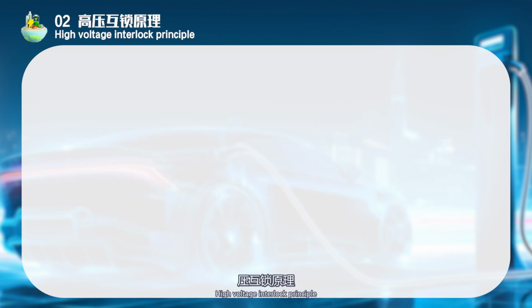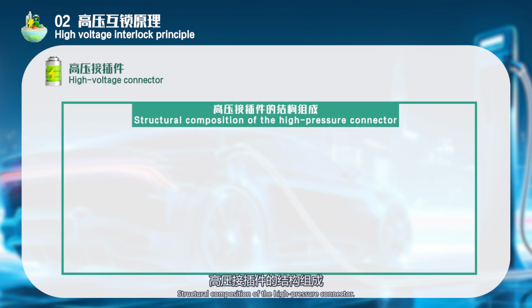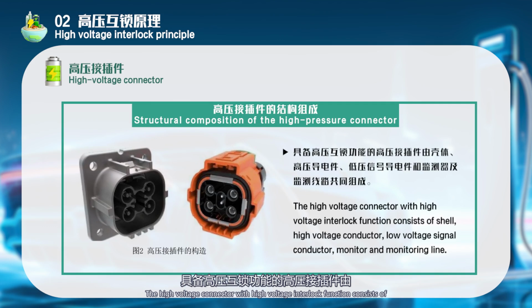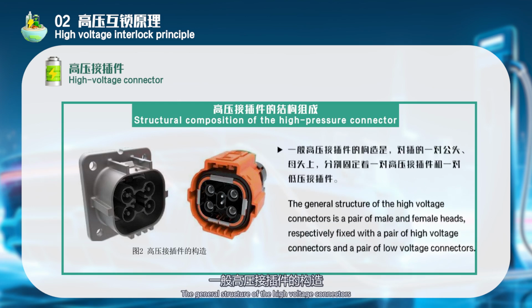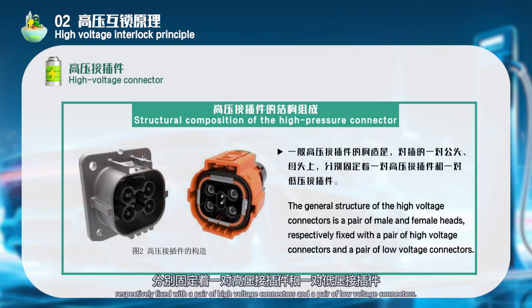High voltage interlock principle. 1. High voltage connector. Structural composition of the high voltage connector. The high voltage connector with high voltage interlock function consists of a shell, high voltage conductor, low voltage signal conductor, monitor and monitoring line. The general structure of the high voltage connectors is a pair of male and female heads, respectively fixed with a pair of high voltage connectors and a pair of low-voltage connectors.